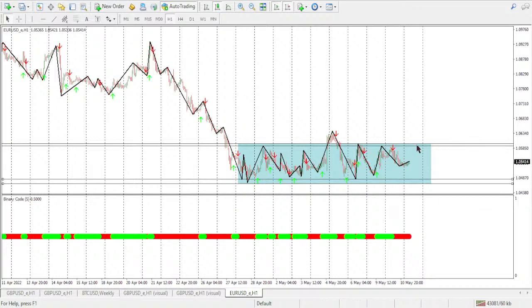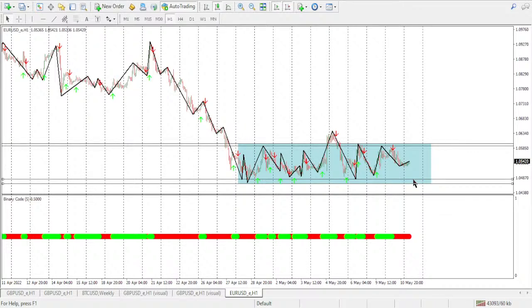So technically, this here is a good place to look for a sell from. If the price comes back and touches this resistance zone but does not clearly ascend and close above it, that will be a good place to look for a sell from. And if the price gets to this point here but does not clearly break below it, then this here will be a good place to look for a buy from.